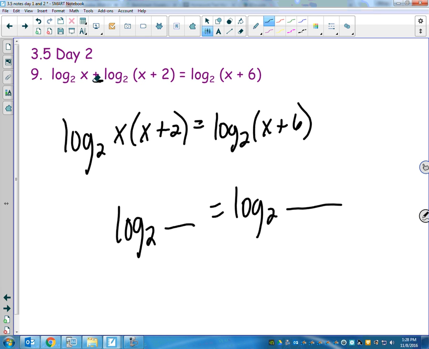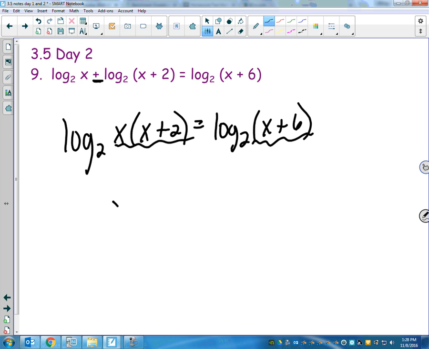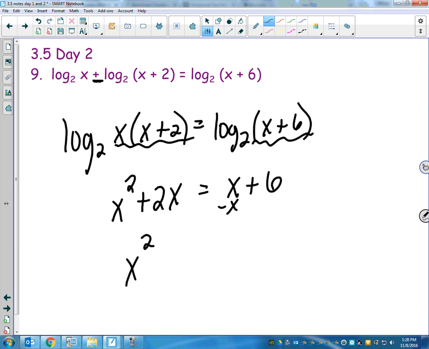Because now I can say that since these are both log 2, I can set this equal to this. But you can't do it if it's addition or subtraction. So I can say I'm going to distribute: x squared plus 2x equals x plus 6. Oh, it's a quadratic. So I could subtract the x over, and I could get x squared plus x minus 6 equals 0.